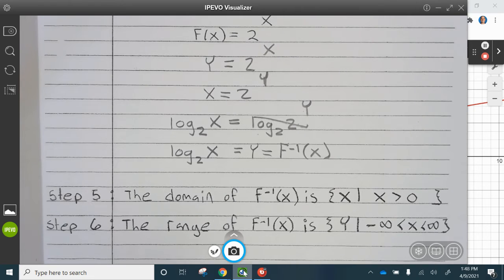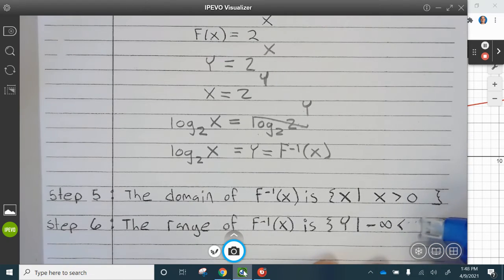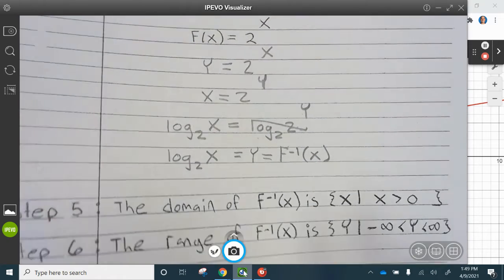All right, step 5. The domain of f inverse of x is x such that x is greater than 0. Step 6. The range of f inverse of x is y such that -infinity is less than x. And actually, range is always y, so that should be less than y, less than infinity. All right, go ahead and finish up question 3.